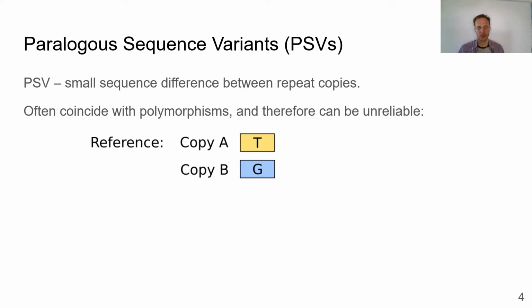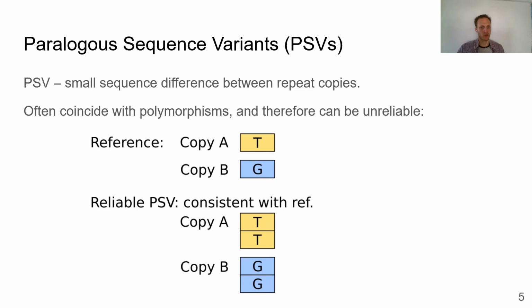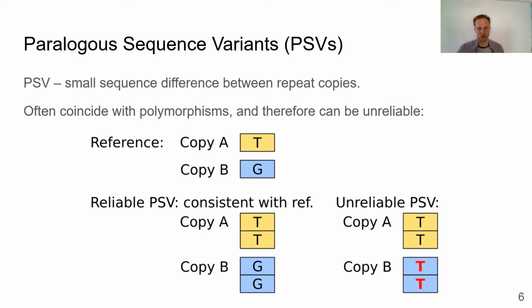There is a useful definition in segmental duplications. It's paralogous sequence variants, or PSVs. A PSV is a small difference between repeat copies. This can be one or several nucleotides. And PSVs are the main thing that we use to distinguish between copies. So, for example, here in a specific position, copy A has T, but copy B has G. And the problem with PSVs is that they can be unreliable. So reliable PSVs would have 2 Ts and 2 Gs, but it's possible that we observe 4 Ts in this position.